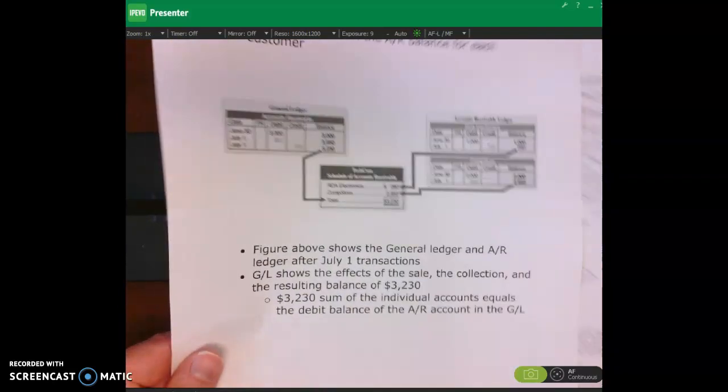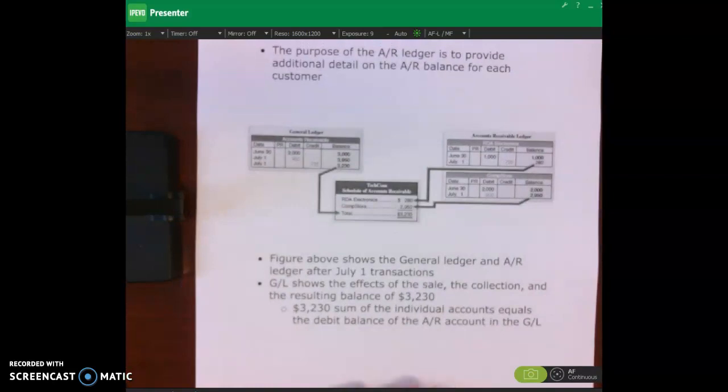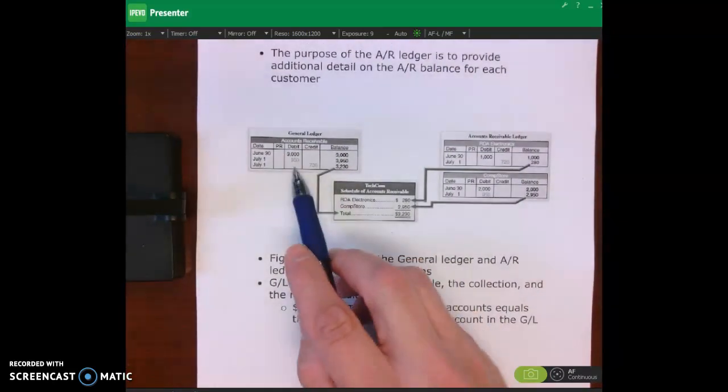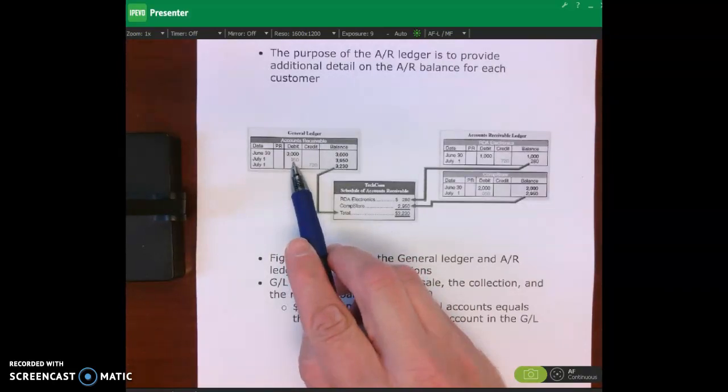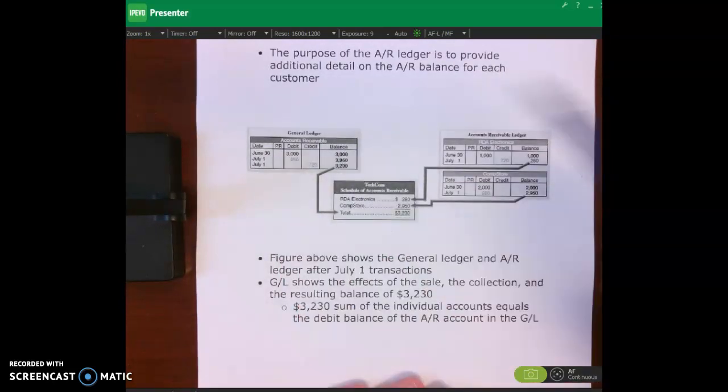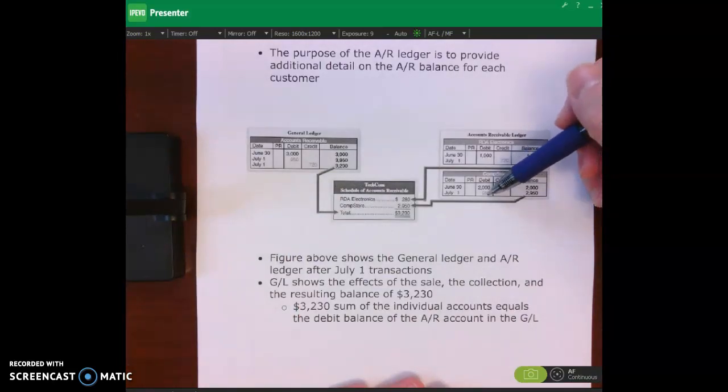So if we look over here at this diagram, we can see what's going on. We're going to increase on July 1st this accounts receivable right here in the general ledger. And then we can look at ComStore. Look, July 1st, $950, ComStore right over here.